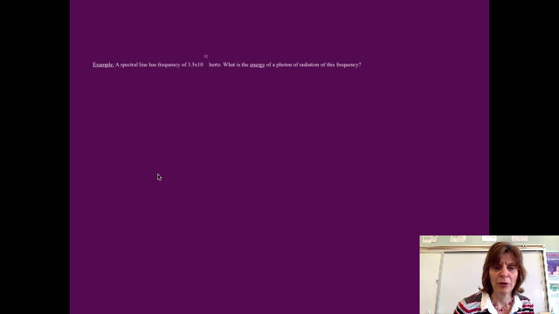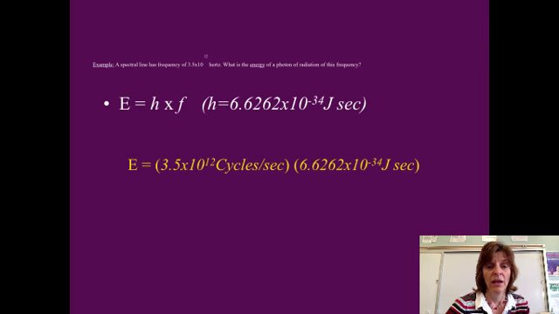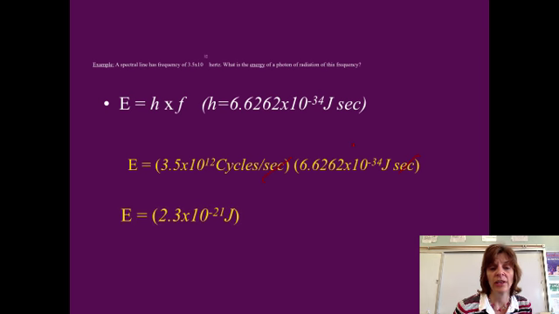Well, it's really small, but let's go for it anyway. Example: a spectral line has a frequency of 3.5 times 10 to the 12th hertz. What is the energy of the photon? Okay, so here's the equation. E equals hf. h is 6.6262 times 10 to the negative 34th joule seconds. So you calculate this by putting in the frequency, 3.5 times 10 to the 12th cycles per second, times Planck's constant, and you can see that the seconds cancel out, leaving you with cycles joules, which is the joules of a wave, which you should get 2.3 times 10 to the negative 21st joules.